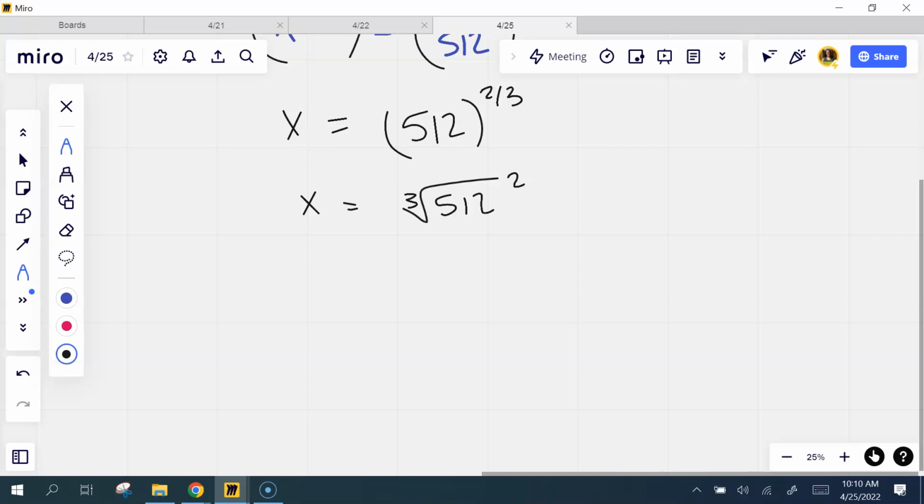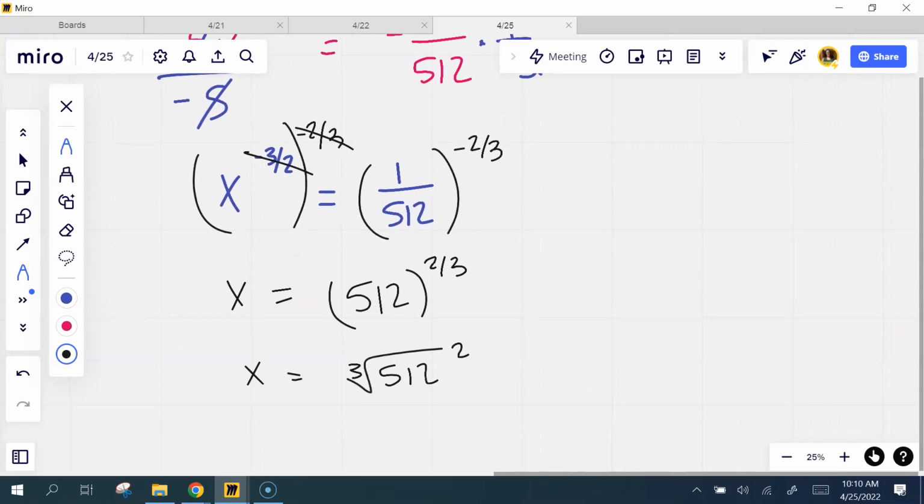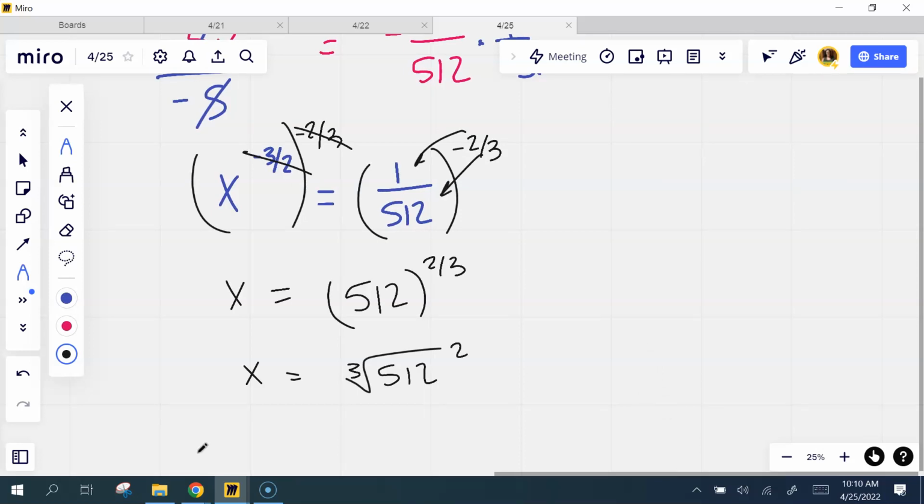Well, if you're on your calculator, yes. But here, you're talking about like that. I mean, you could, but then what's going to happen? You're going to have 1 to the negative 2/3 and 512 to the negative 2/3. And then you're going to swap places and become positive. But if you want to go about it that way, that's fine too. You'll still come back to the same thing.